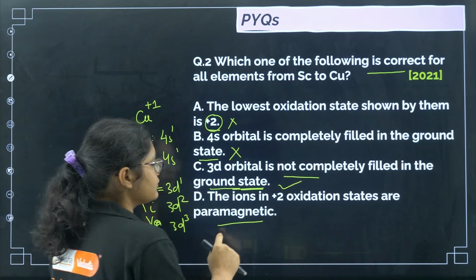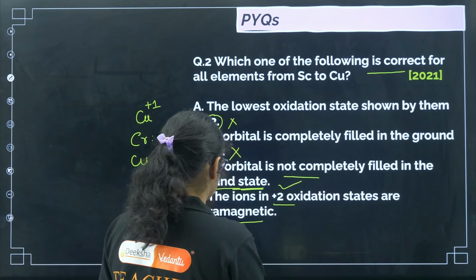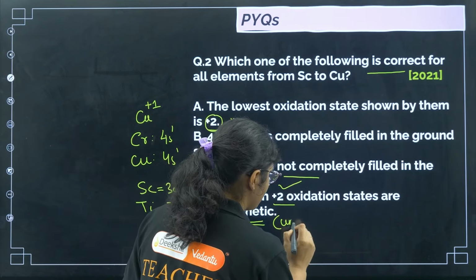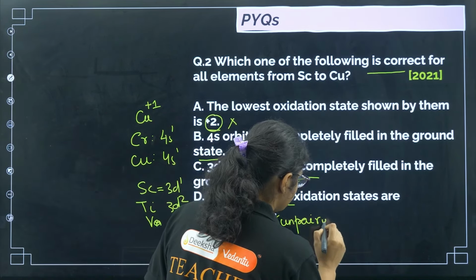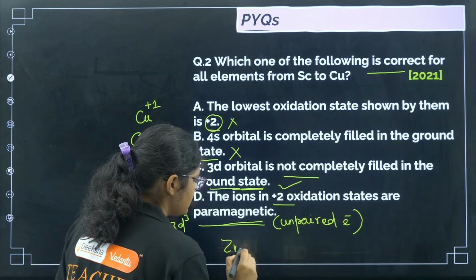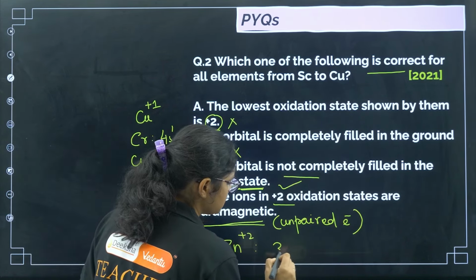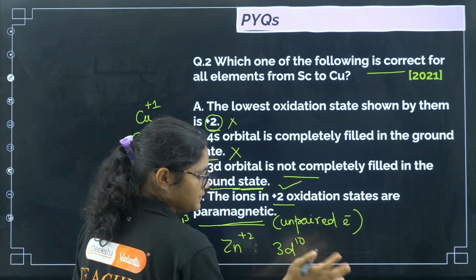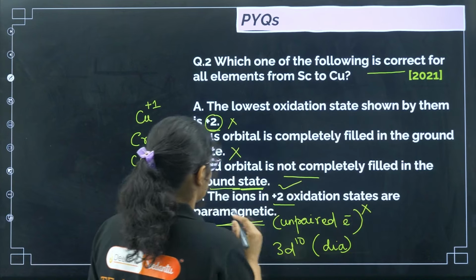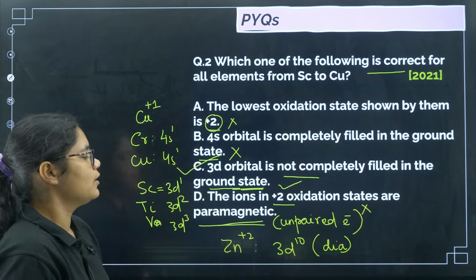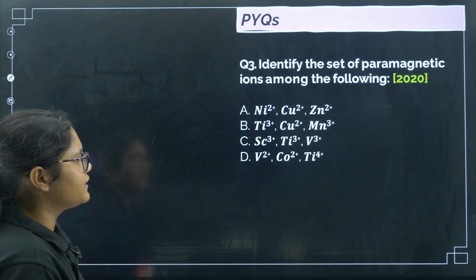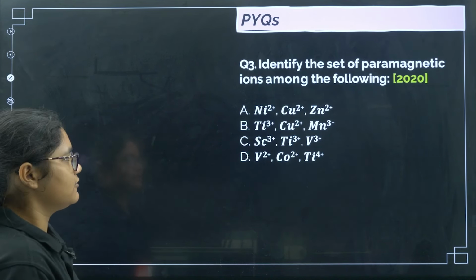Now coming to this one, the ions in the +2 oxidation states are paramagnetic. Paramagnetic means they should have unpaired electrons. Now if I see zinc in the +2 oxidation state, the configuration is 3d10, there is no unpaired electron, so it is diamagnetic. So this statement is also wrong. The correct answer for this question will be option number C. Okay, very clear?